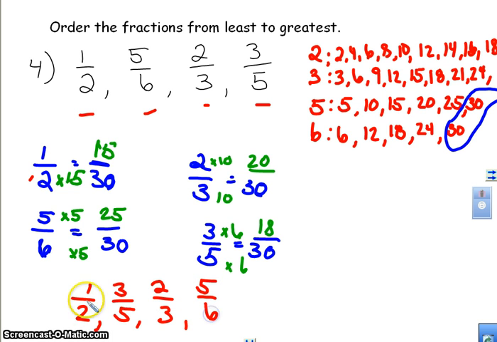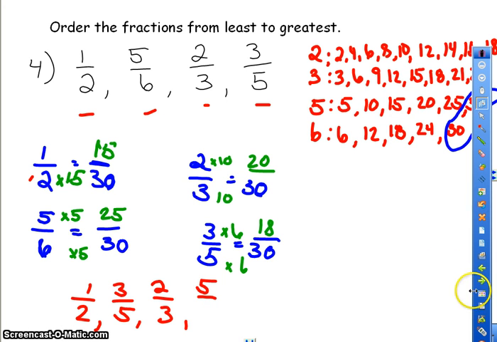Okay, now notice how I'm not ordering denominators from least to greatest. A lot of people get in that habit. That's not what we're doing. Okay, you have to change them all into their LCD.